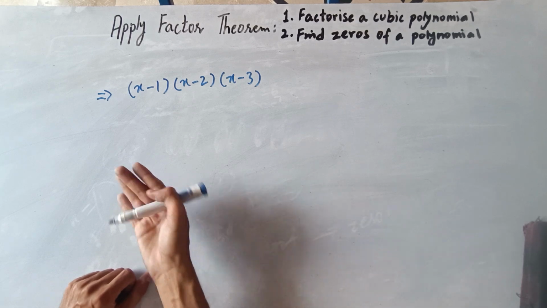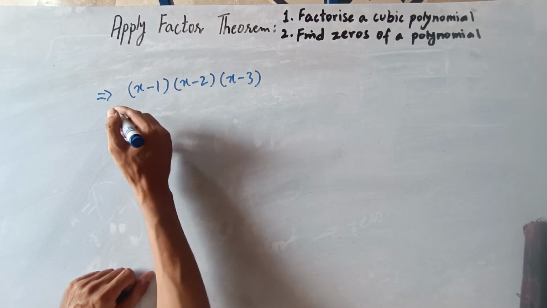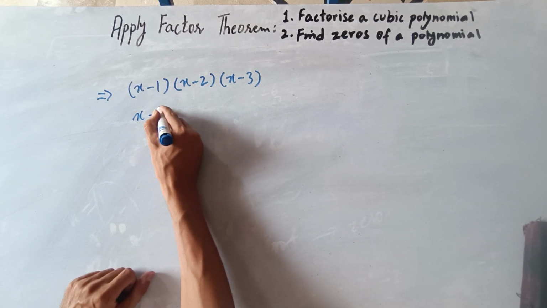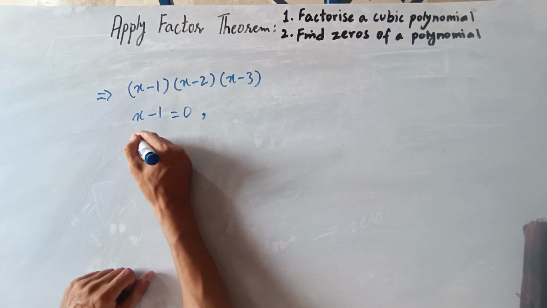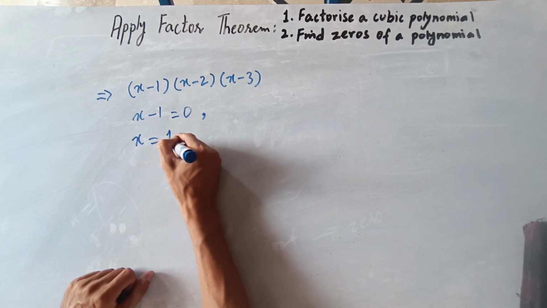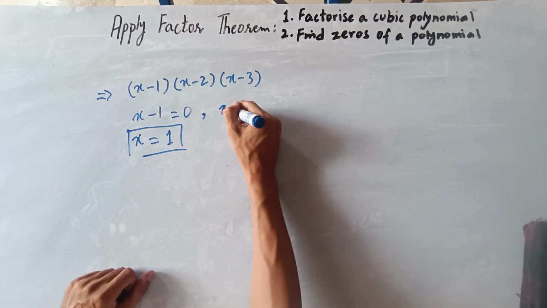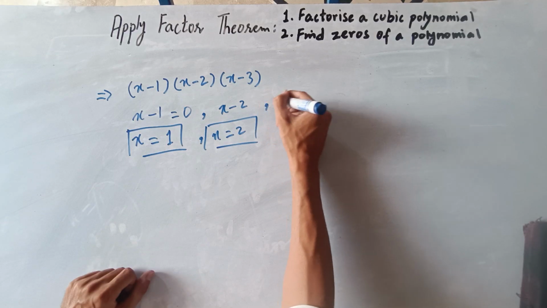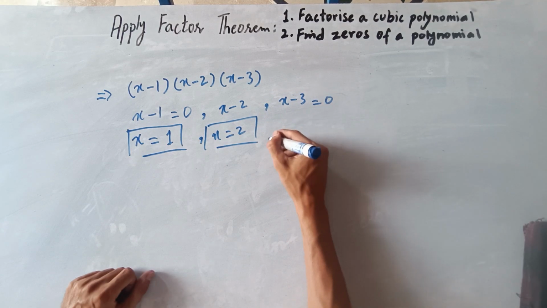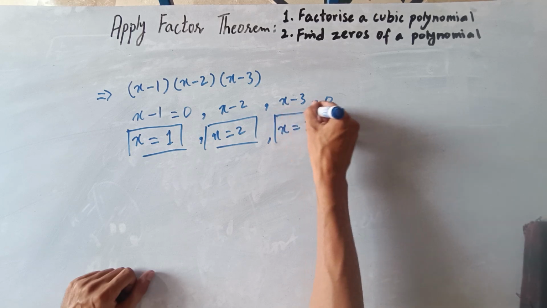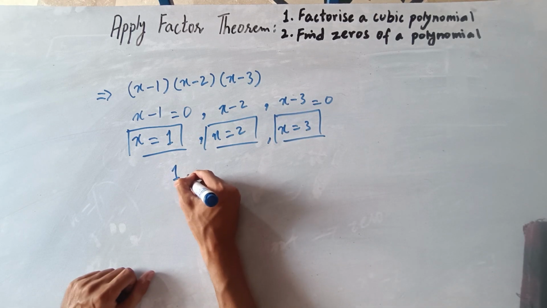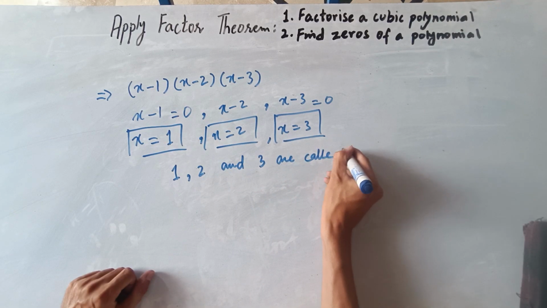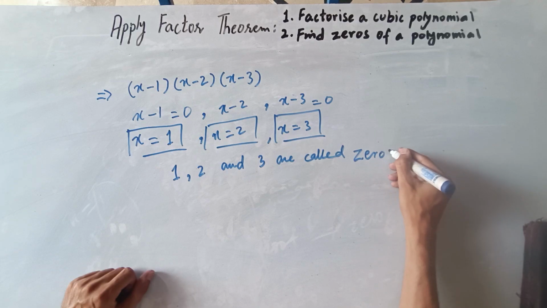How? We need to equate all the factors to 0. For example, there are 3 factors, x minus 1, x minus 2 and x minus 3. When we equate each to 0, what will be the value of x? 1. Similarly for this, we will get the value of x as 2. Similarly for the last one, x minus 3 equals 0 and we will get x equals 3. So these values 1, 2 and 3 are called zeros of the polynomial.